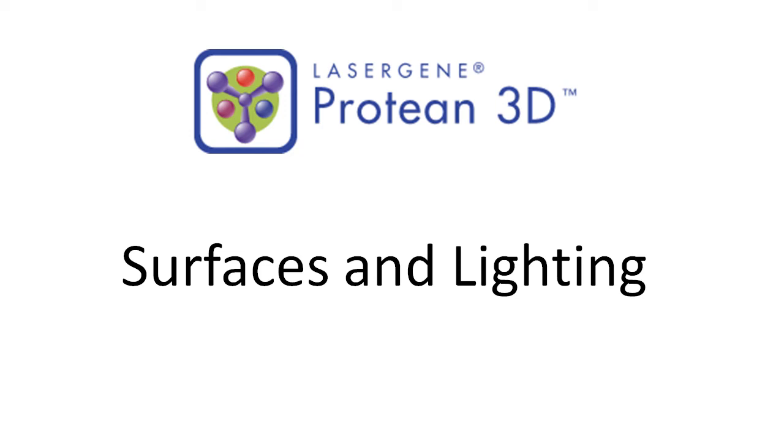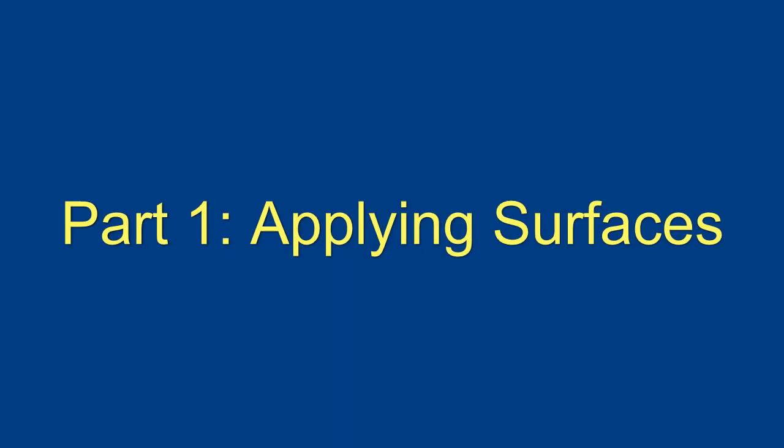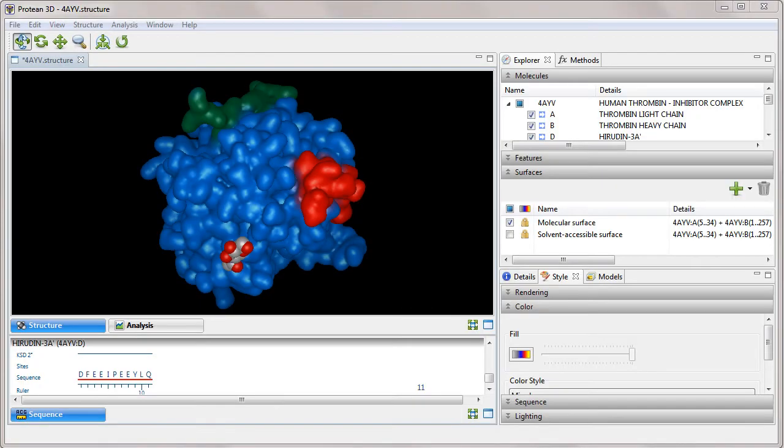In this two-part video, we'll learn about ways to apply surfaces to a protein in the structure view, as well as ways to optimize lighting in that view. Protean 3D features the ability to apply molecular surfaces or solvent-accessible surfaces to any selection in the structure view.